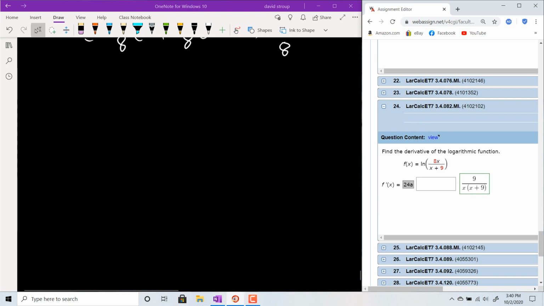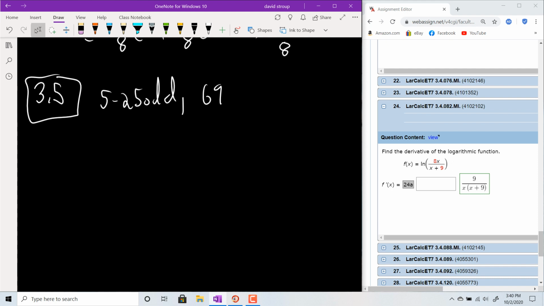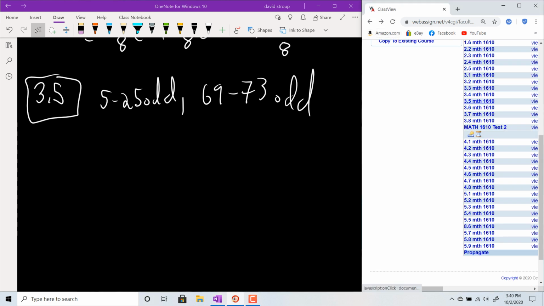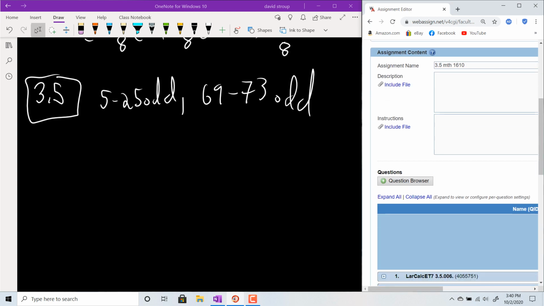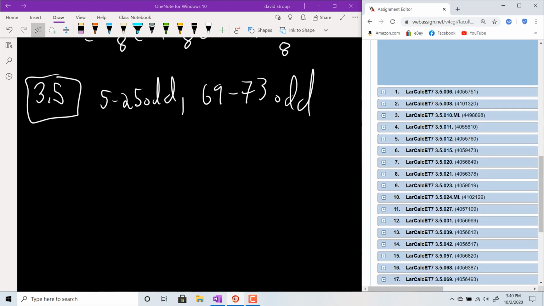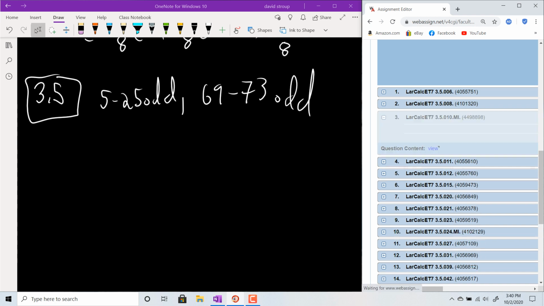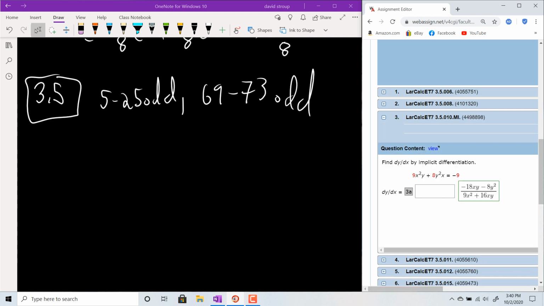So I want to move to 3.5, and in this section you're looking at problems like 5 to 25 odd, and then 69 to 73 odd. And I have a feeling these are the implicit differentiation problems. Okay, so let me look. So 5 to 25, let's look at 10. Let's see what we got going on. Yeah, implicit differentiation. So let's take a look.